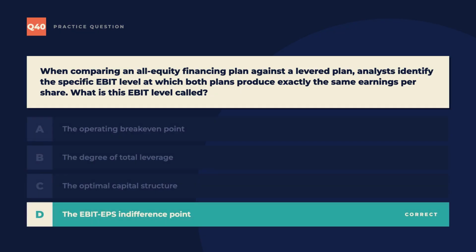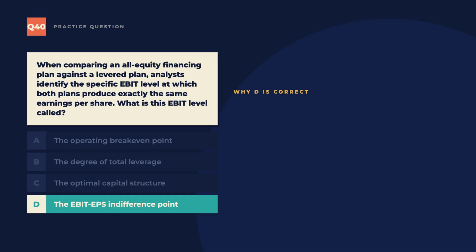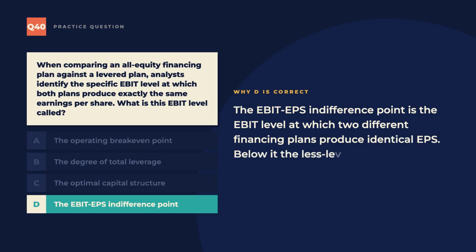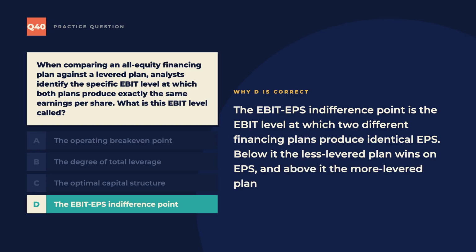The correct answer is D. The EBIT-EPS indifference point. D is correct because the EBIT-EPS indifference point is the EBIT level at which two different financing plans produce identical EPS. Below it, the less levered plan wins on EPS, and above it, the more levered plan wins.